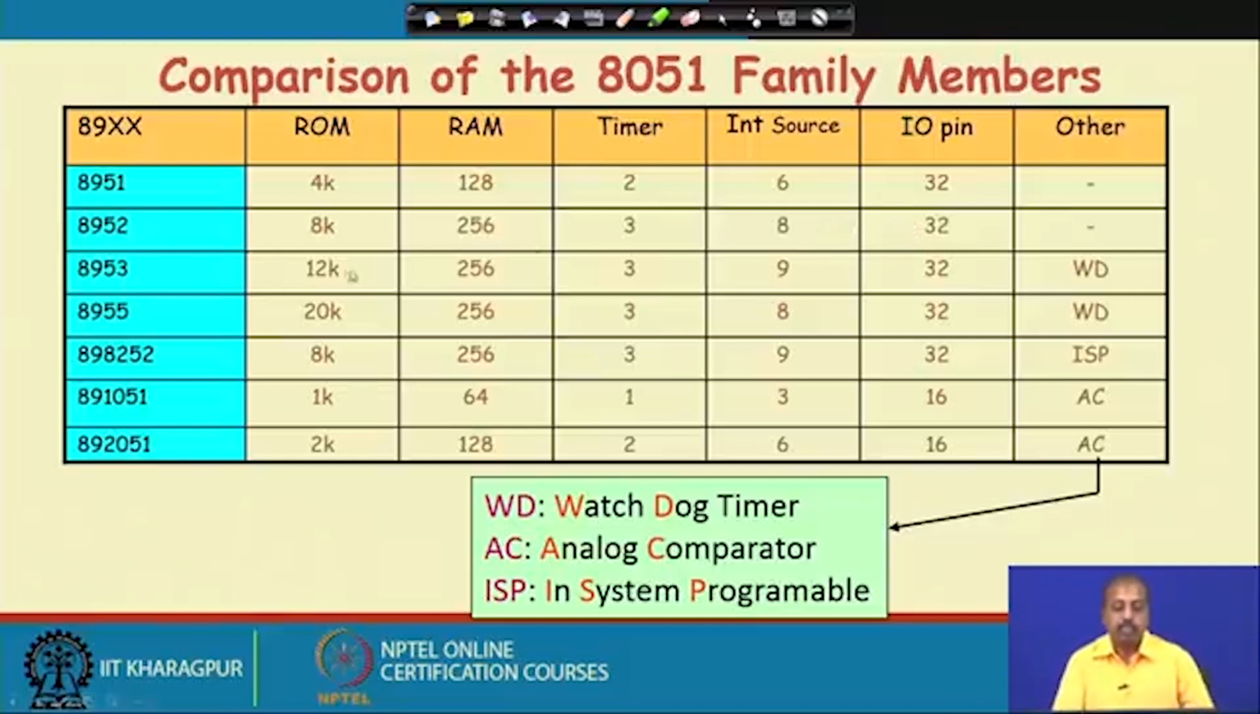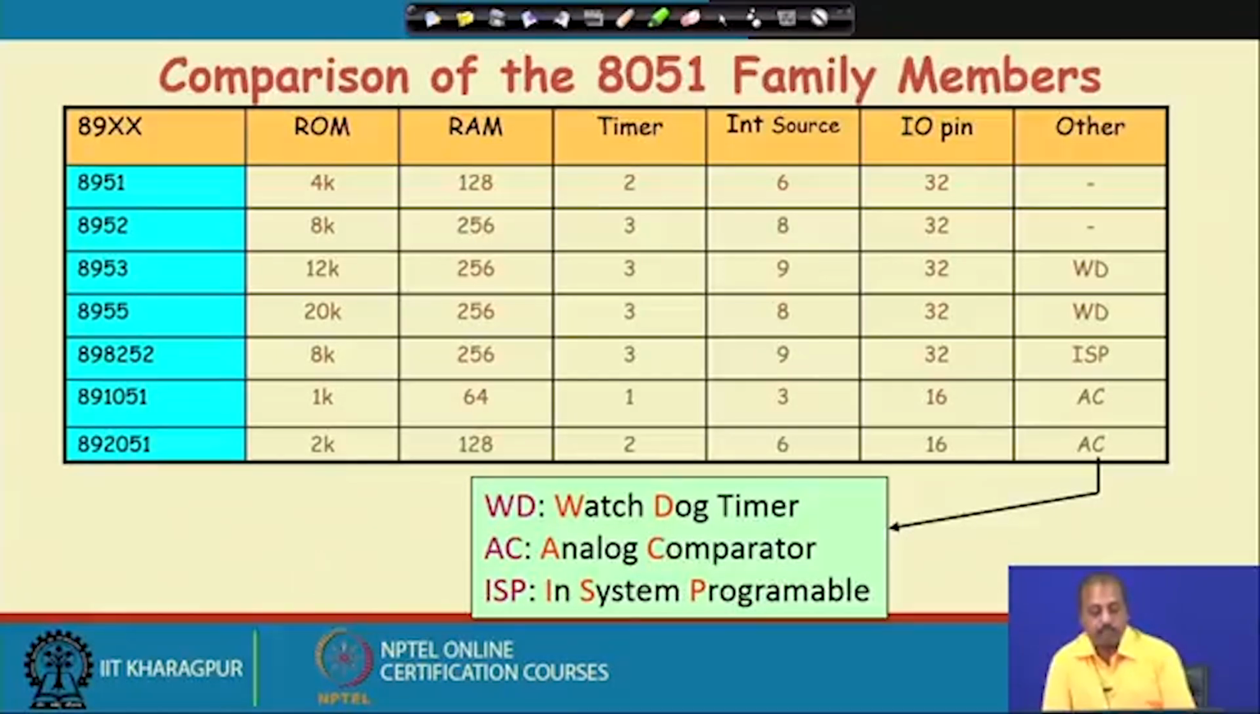In 8953, the ROM size is increasing further. So you see that we have got many choices. Based on the application that we have, we can go for the higher family of processor.